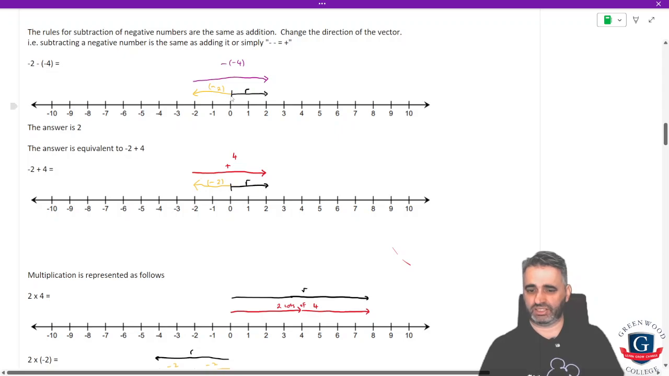So we start here at 0, we go down 2, and this time we're going to go up 4, and the resultant will be 2. So minus 2 minus minus 4 is 2. Now this is horrendous to think about unless you start doing things that help you understand what's going on. We start with minus 2, we change the direction of minus 4, so in fact we're adding 4, and that gets us to 2.